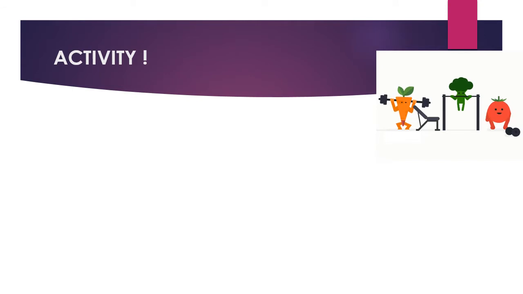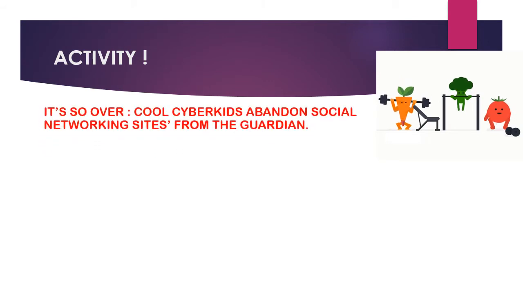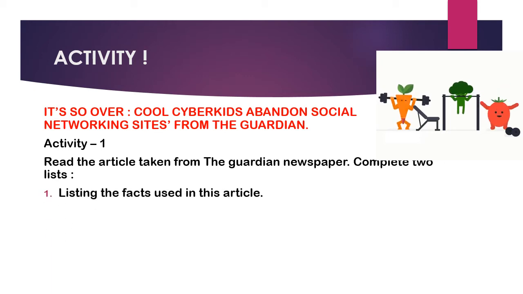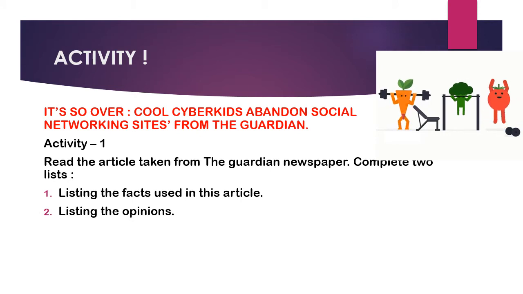So we have learned the guidelines you have to follow when you are evaluating a text. Now we are going to go for an activity. You are given this article on page number 10: "So over, cool cyber kids abandon social networking sites" from The Guardian. You are asked to read the article taken from the Guardian newspaper and complete two lists. First, you have to list the facts used in this article. What are facts? Facts are things which are true, statements which are true. Clear? So you have to find the facts and list them, and list the opinions. You should be able to find what is a fact and what is an opinion.